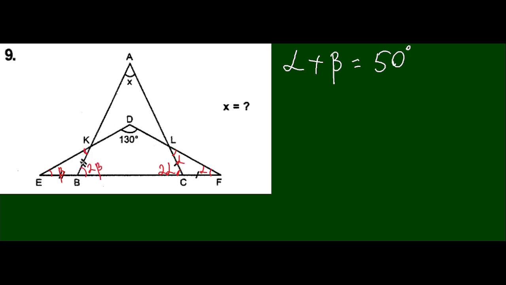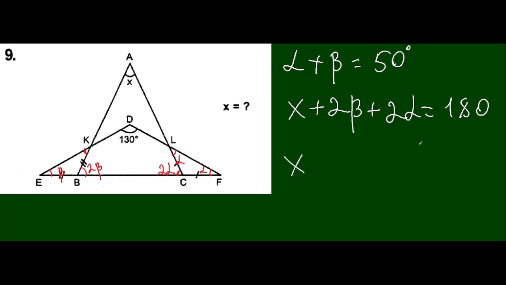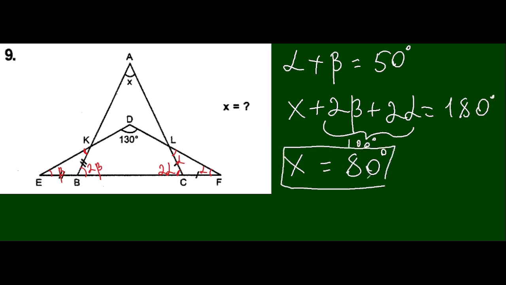So from the triangle BAC, we'll write the next equation. It will be x plus 2 beta plus 2 alpha equal to 180 degrees. We know this is 100 degrees because alpha plus beta is 50 degrees, and we multiply it by 2. So x will equal 80 degrees, and we found the x.